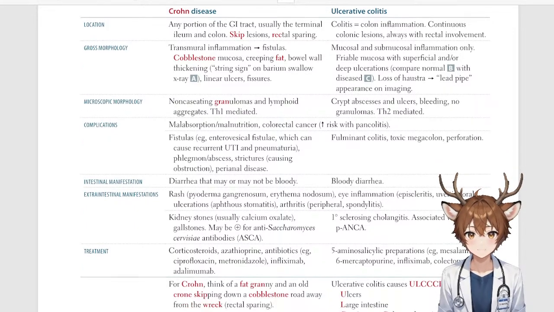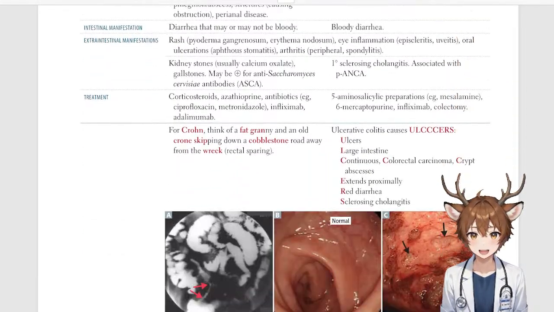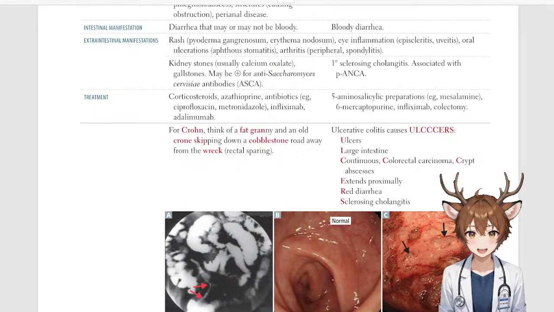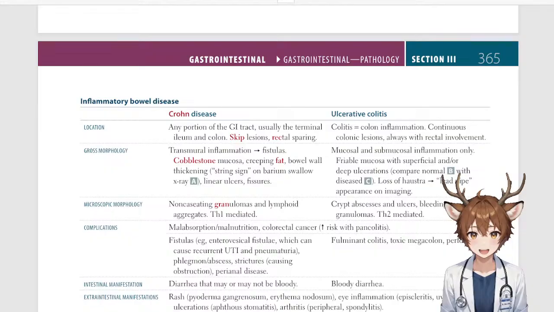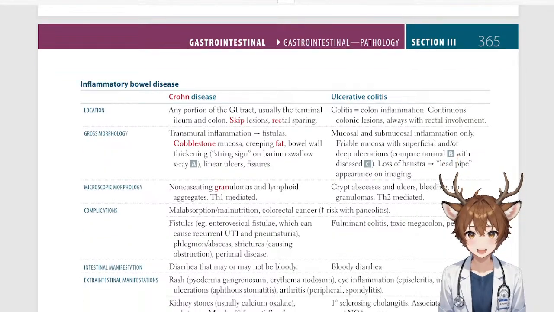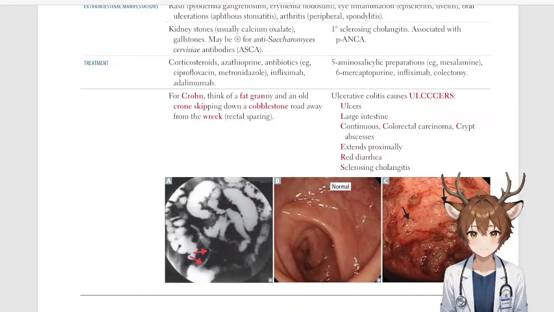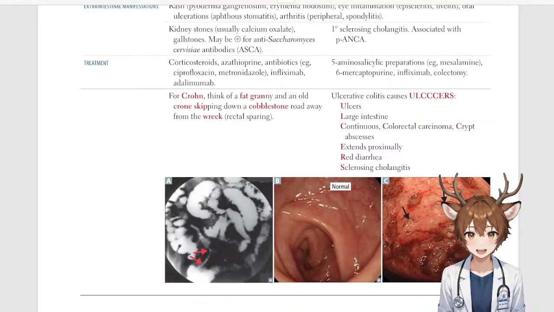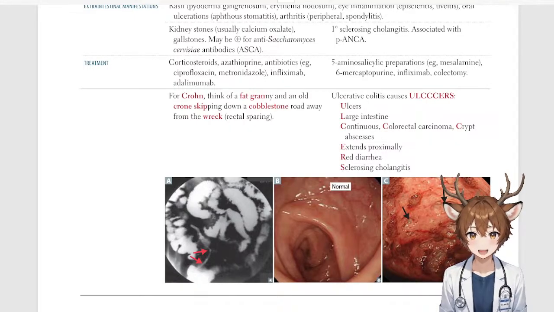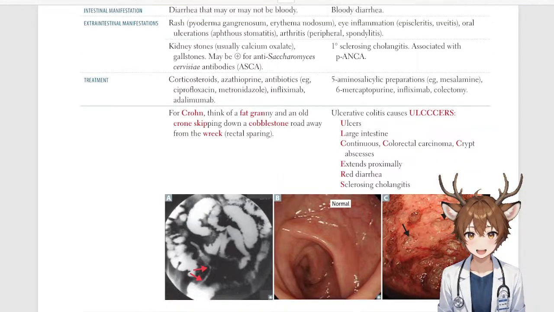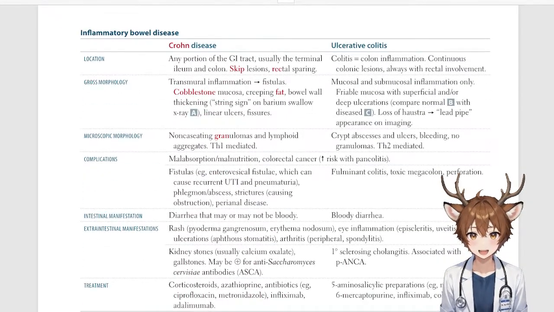Okay. And then you see some pictures right here as well. That picture A that you see, that should be Crohn's disease. That's the barium swallow X-ray. B is what normally that stuff should look like, and then C is for UC. So that's what UC looks like. Ulcerative colitis looks like in C. Anyway, back to UC now.